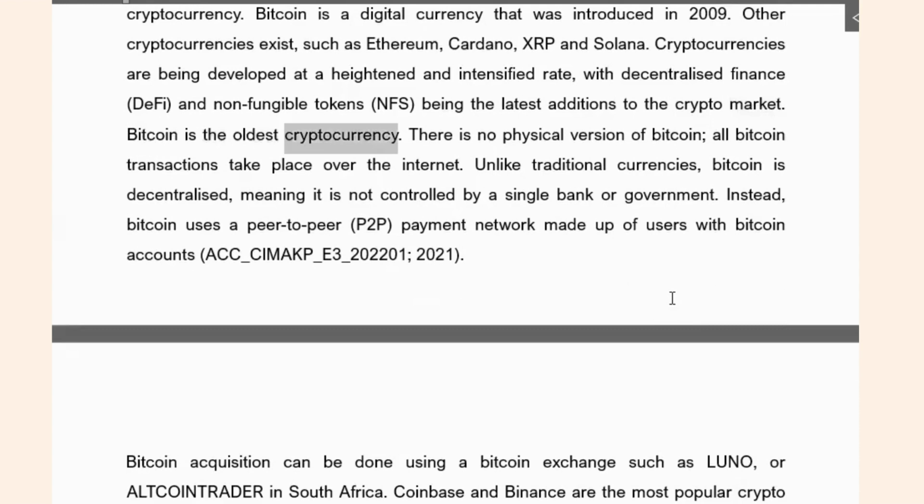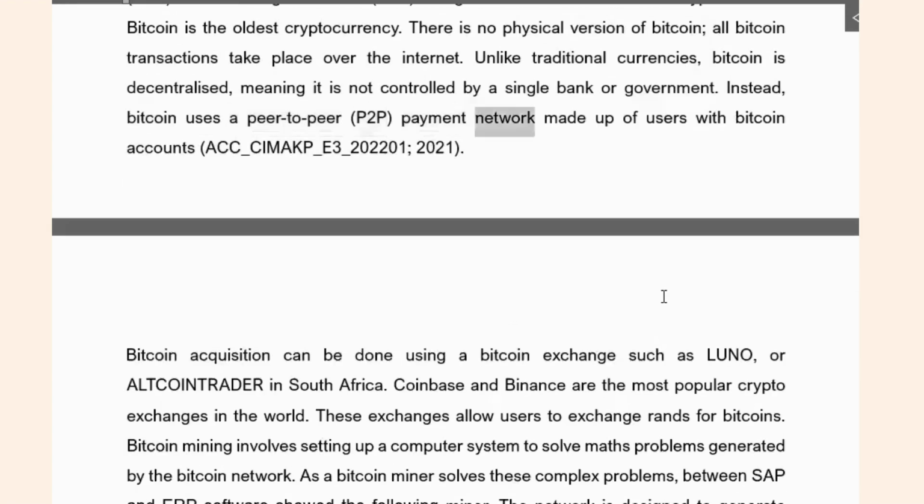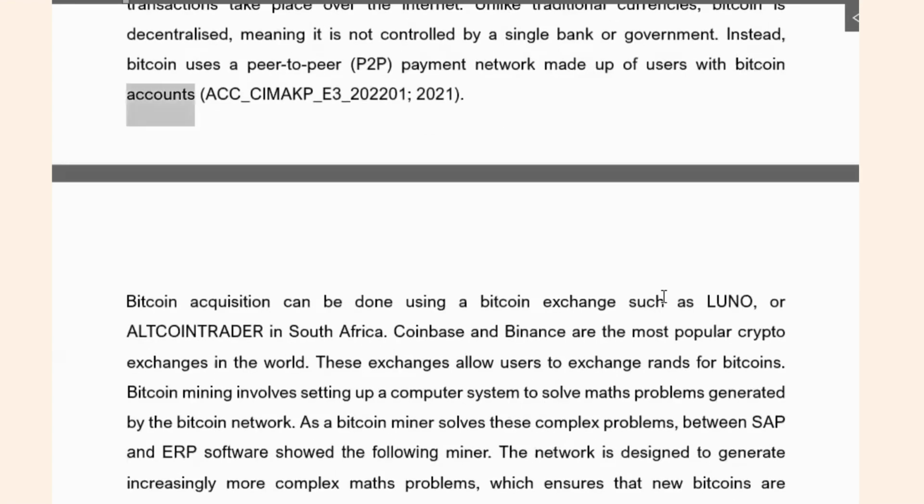Bitcoin is the oldest cryptocurrency. There is no physical version of Bitcoin. All Bitcoin transactions take place over the Internet. Unlike traditional currencies, Bitcoin is decentralized, meaning it is not controlled by a single bank or government. Instead, Bitcoin uses a peer-to-peer, P2P, payment network made up of users with Bitcoin accounts.